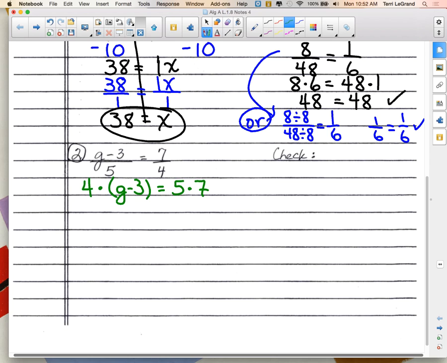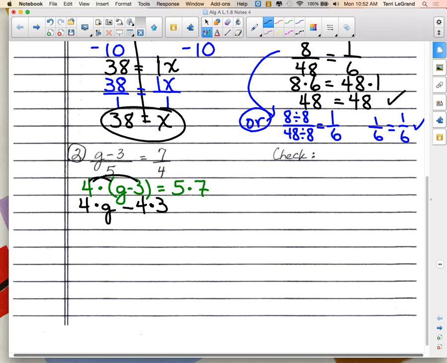Okay, what do we have to do on that left side? We're not solving yet, we're just getting ready. What's that property called that gets rid of those parentheses? Distributive property. So we're going to do the distributive property over here, which says take the 4 times the g, bring down your subtraction sign, and take the 4 times the 3.